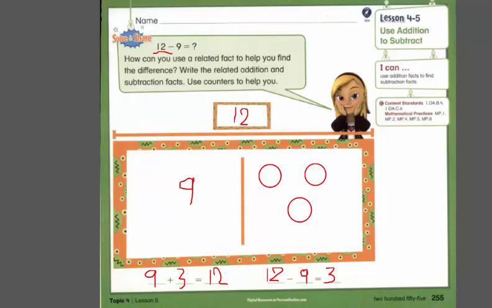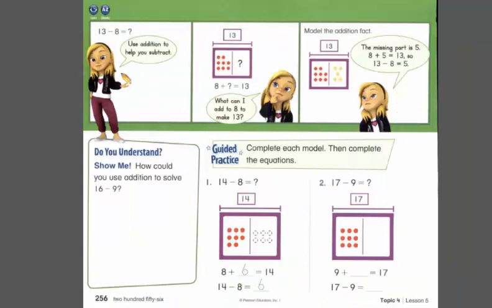Page 256. Look at the bridge, 13 minus 8. To solve 13 minus 8, do you need to find a part or a whole? A part, you are right, a part. I have already the whole here. We said in subtraction, we start with the whole. What number is the whole? Yes, correct, 13. What is the part you know? 8. The part I know is 8.